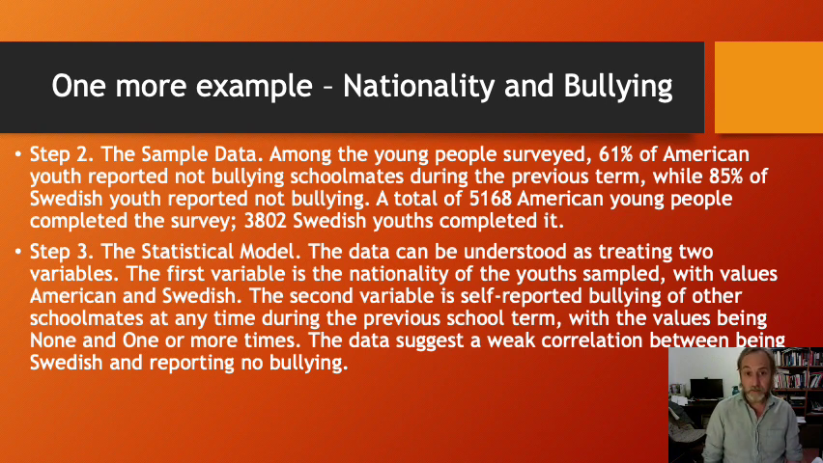Okay, so what's the statistical model here? What are the variables? What are the values of those variables? Well, here we've got 2 variables, right? We have the nationality, the 2 values being American and Swedish. And we've got another variable, which is self-reported bullying, with values being none, no bullying at all, or 1 or more times of bullying in the last term. And the data, once you work it out, will show a weak correlation between being Swedish and reporting no bullying. Again, in step 5, we'll do the math here.